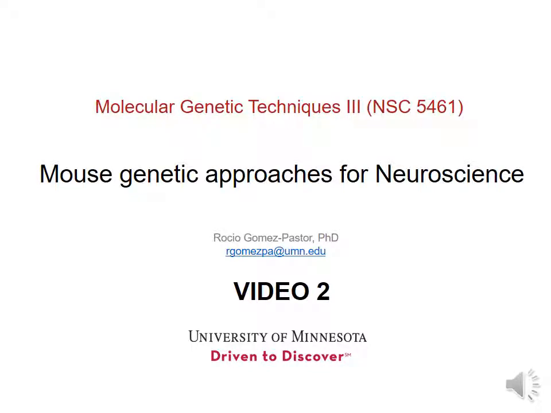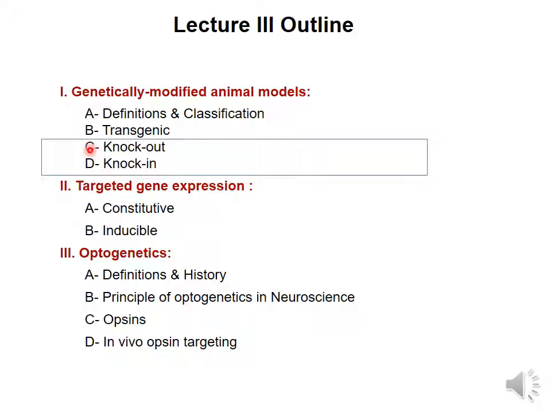This is the second video of the Mouse Genetic Approaches for Neuroscience lecture. In this video, we will talk about genetically modified animal models with focus in knockout and knock-in animals and how they're different from transgenic animals previously described in video number 1.